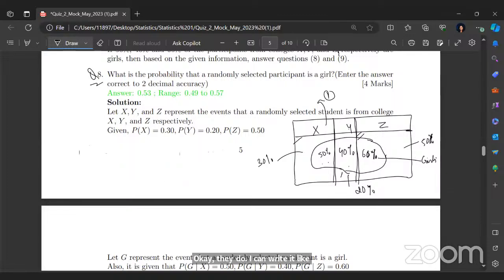Ma'am, we can also do this like a tree diagram. Total probability theorem में क्या?